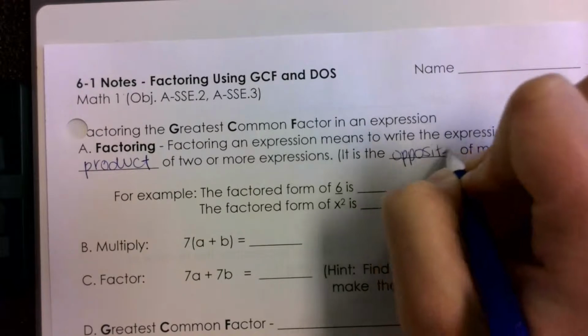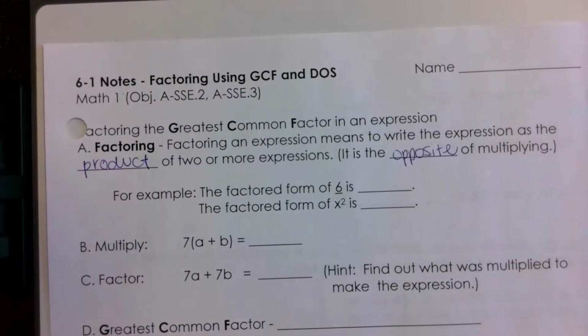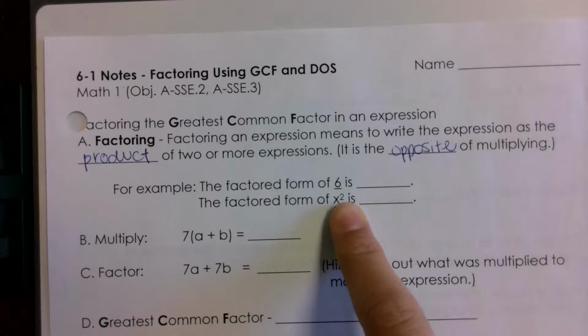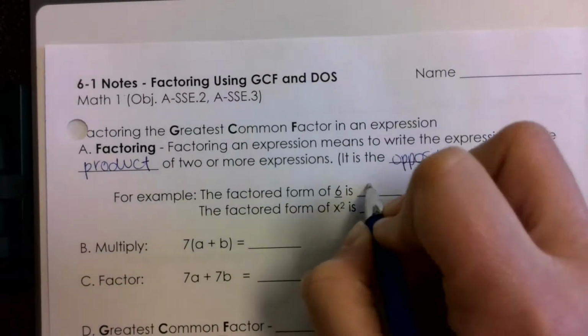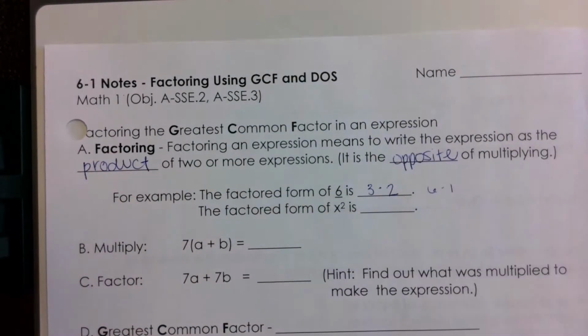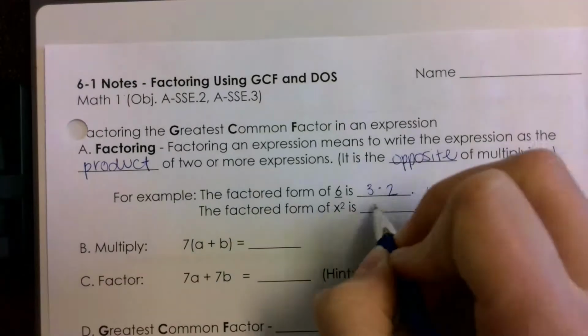So last week was all about multiplying. This week's going to be all about undoing multiplication, essentially. So factors, we got to figure out what those are first. So if we're talking about the factored form of 6, that means what multiplies to be 6? 3 times 2. What else can multiply to be 6? 6 times 1. That okay? So either one there would work. Well, how would you factor x squared? What's going to give you x squared? X times x. Yeah, exactly. Is that all right?